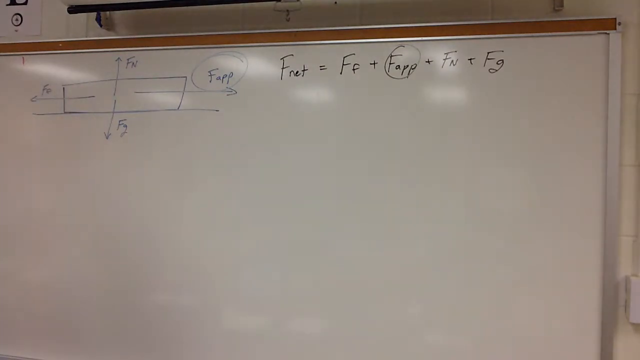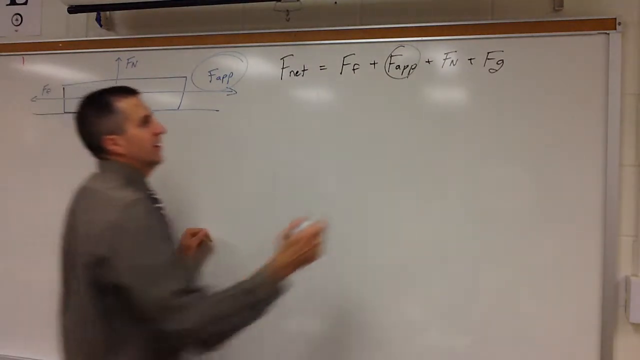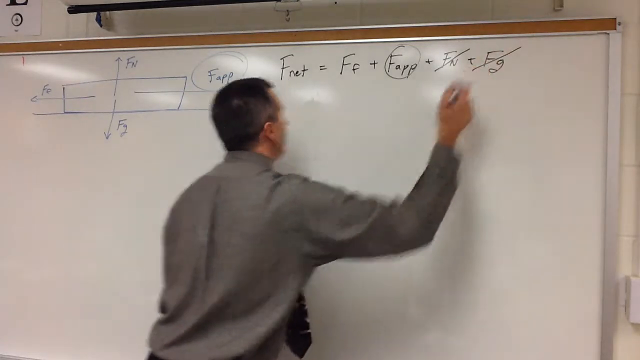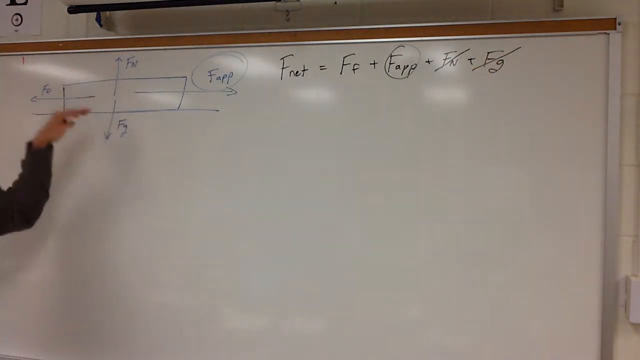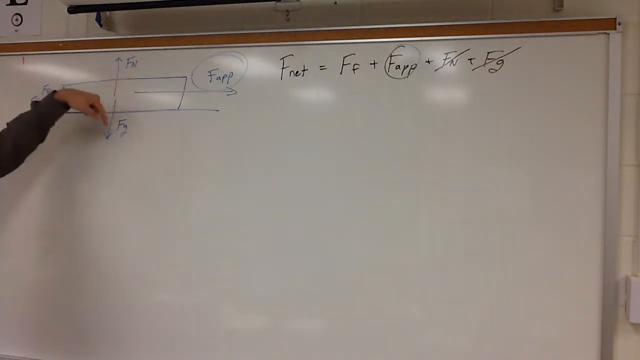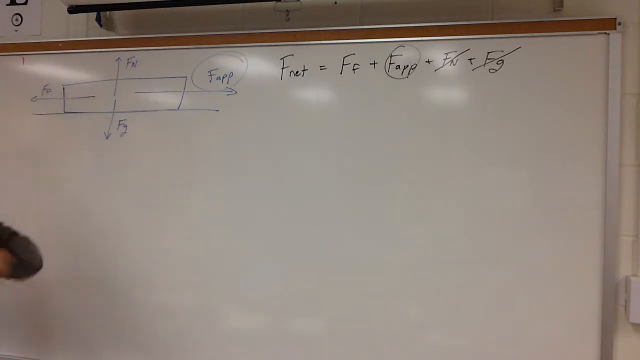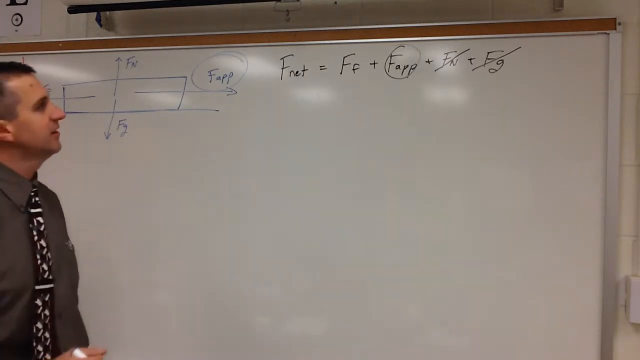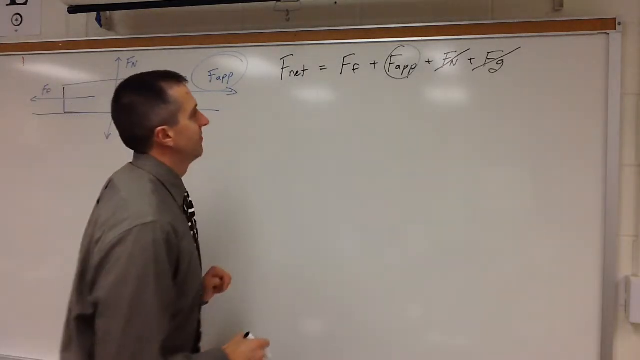But I can cross out two of them right away, because the normal force and the gravity force are equal and opposite. If this is 10 up, this is 10 down, they cancel each other out. They're gone. You can just get rid of them. That makes it kind of handy because it simplifies things. So I've crossed out two of them.